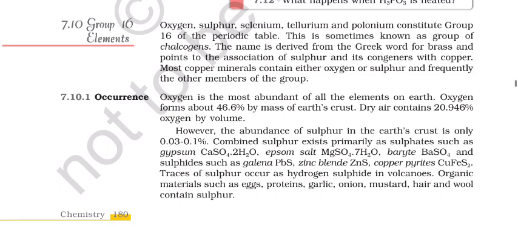Group 16 elements: oxygen, sulfur, selenium, tellurium and polonium constitute group 16 of the periodic table. This is sometimes known as the group of chalcogens. The name is derived from the Greek word for brass and points to the association of sulfur and its congeners with copper. Most copper minerals contain either oxygen or sulfur, and frequently the other members of the group.